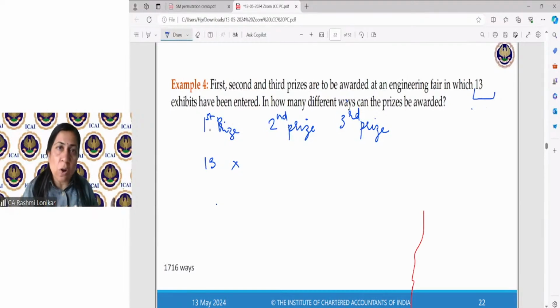So you have to think like one group has already got the first prize, so remaining there will be 12. Okay, out of that, one more group has gone. One group got the first prize, another group got the second prize. So how many are eligible for the third prize? 11 of them. So 13 into 12 into 11. Anybody can tell me the answer? 13 into 12 into 11?